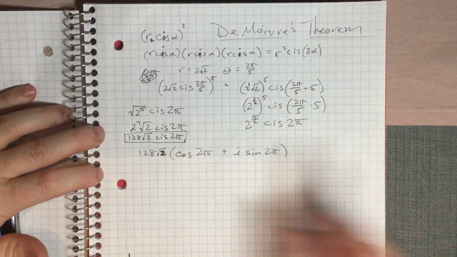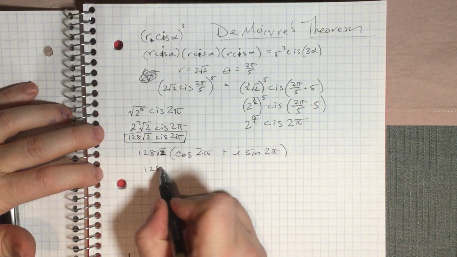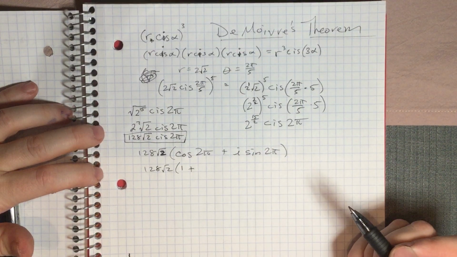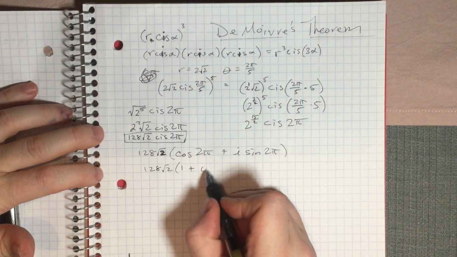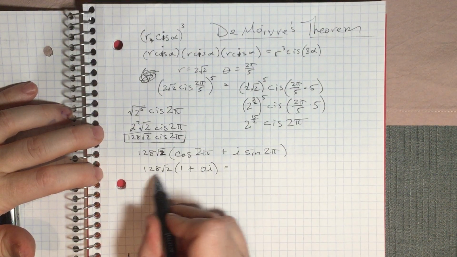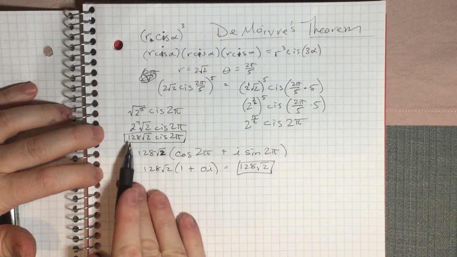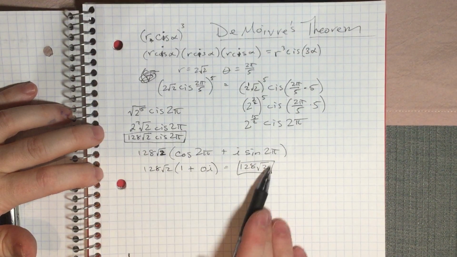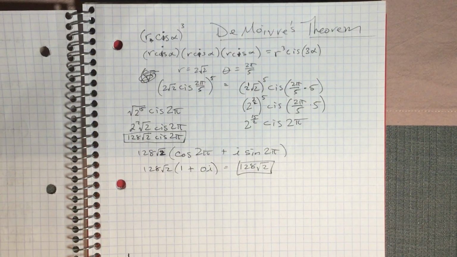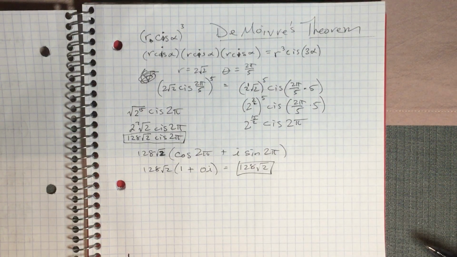That's what cis meant. Now everyone, what is cosine 2 pi? You should remember that that is 1. And then what's the sine of 2 pi? The sine of 2 pi is 0. So we have a 0i there, and this is just a 1. Multiply that out, and that's really just 128 root 2. So it turns out that complex number is just a real number, but we just changed it back into standard form. Really what we're going for here is how to use de Moivre's theorem.